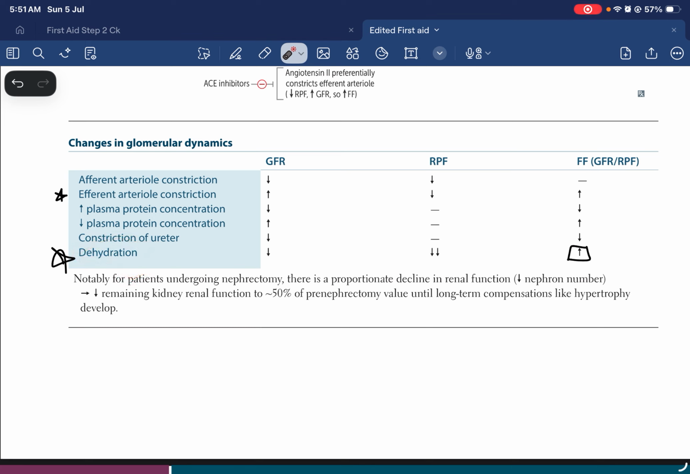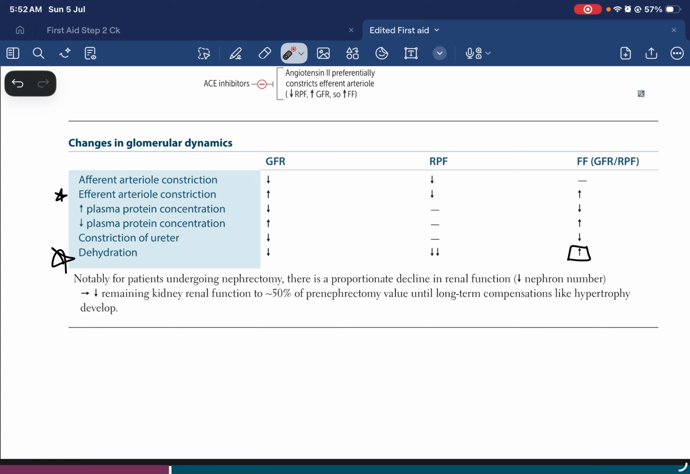In a dehydrated patient, normally renal plasma flow is going to decrease much more than glomerular filtration rate. So the filtration fraction, surprisingly for the dehydrated patient, is going to be more. Why? Because renal plasma flow actually ends up decreasing.